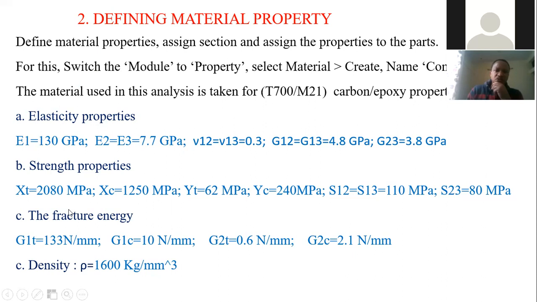So I'm going to use the material property of T700/M21 carbon epoxy material. For that, we have to switch to the material module. How can we do this? For example, the Young's modulus in direction 1 is 130, and in directions 2 and 3 it is 7.7 gigapascal. The Poisson ratio 1-2 and 1-3 is given as 0.3. The shear modulus 1-2 and 1-3 is given as 4.8 gigapascal. And the shear modulus in 2-3 is given as 3.8.